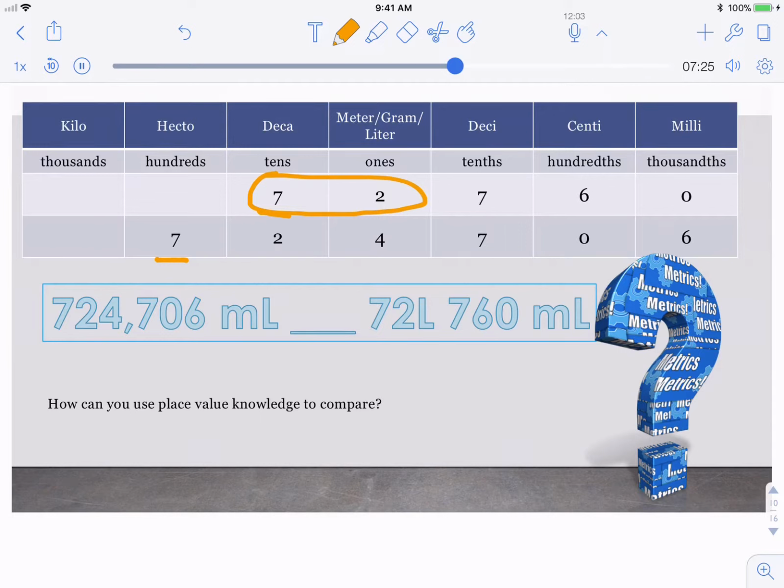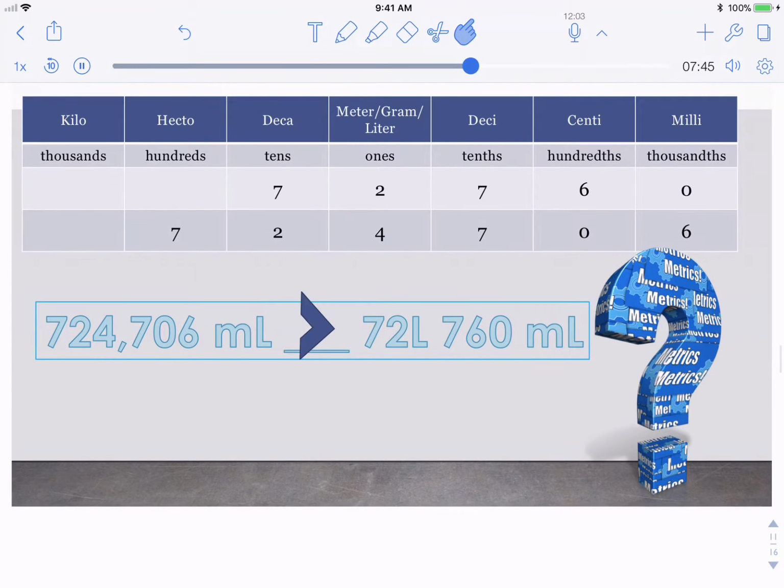If I want to do it that way, how many liters do I have at the bottom? 724 liters with 706 milliliters. What's more, 72 liters or 724? 724 liters. Okay, the more is 724,706 milliliters, because that's the same as 724 liters, 706 milliliters.